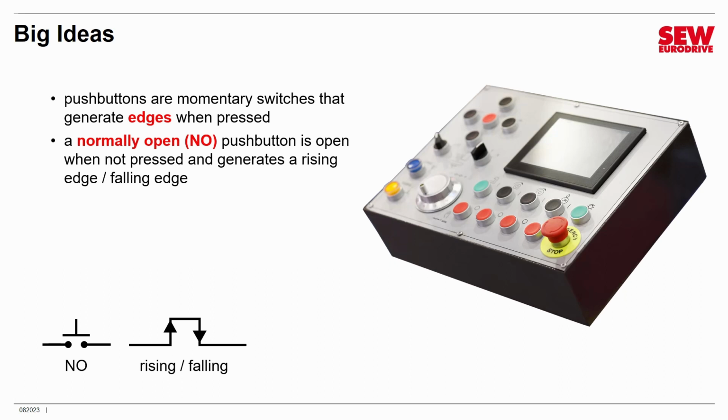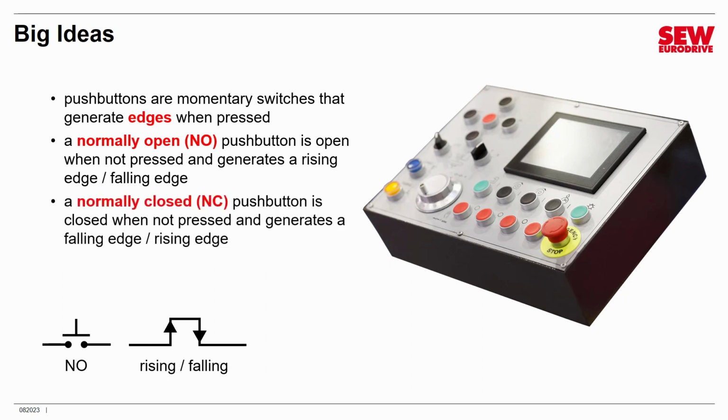Normally it's low when you're not pressing it, but when you press it, it rises to a high state briefly, and then when you release it, it goes back low. It has two edges. The arrows show the direction of the edge. A rising edge is going from low to high, and a falling edge is going from high to low. So a normally open push button does a rising edge followed by a falling edge.